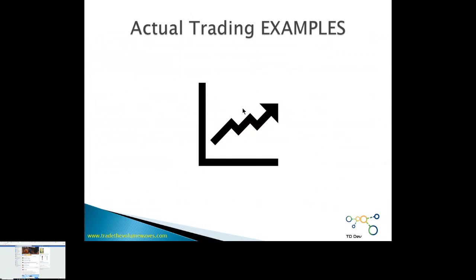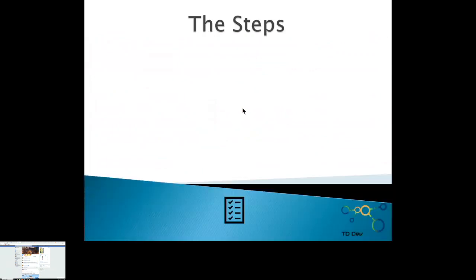Some actual trading examples. Okay. Before I go to the trading examples, let me explain a bit my steps, what I do.